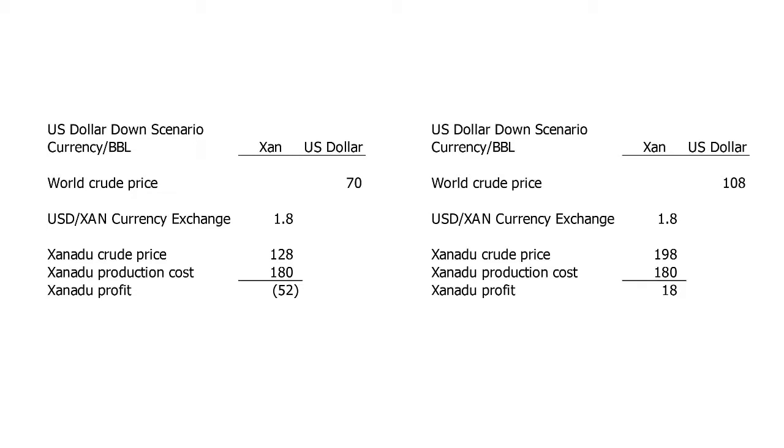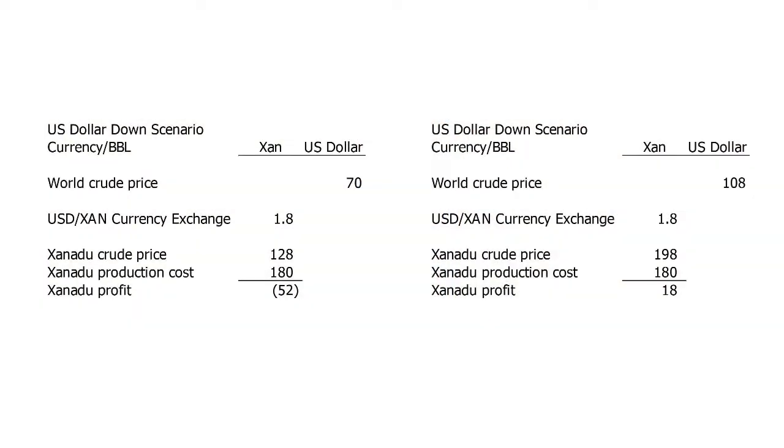And in that scenario, one of two things happen. Again, they're going to bid it up because they can't sustain a loss. They're going to bid it up to equilibrated 18 Zan profit, or they're going to stop producing. World supply falls, price goes up. If you go to the right-hand side, you can see the equilibrated number. We go to $108 per barrel of crude times the 1.8. It restores 198 Zans per barrel. Again, production costs unchanged at 180, and you have an 18 normalized profit Zans per barrel.